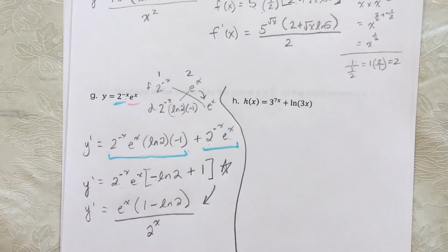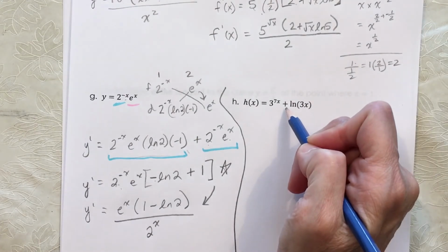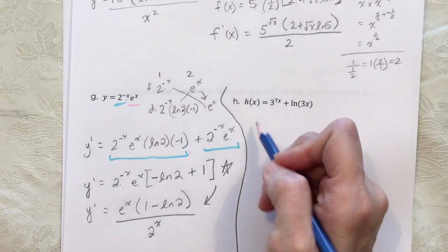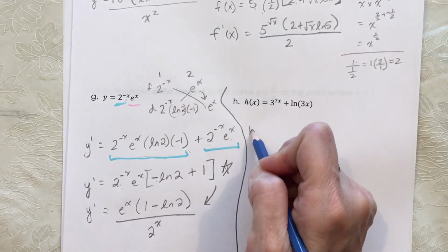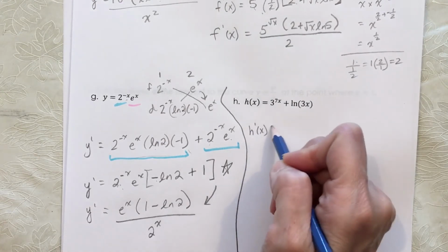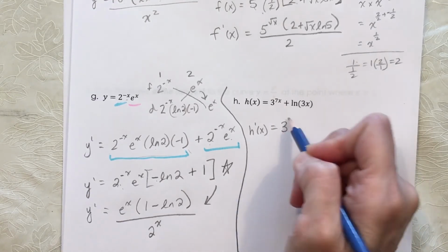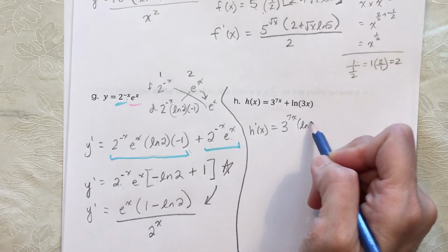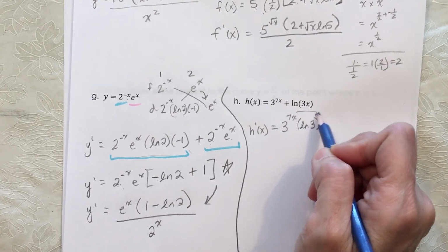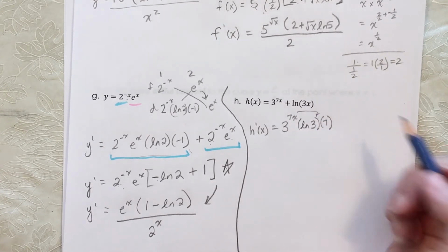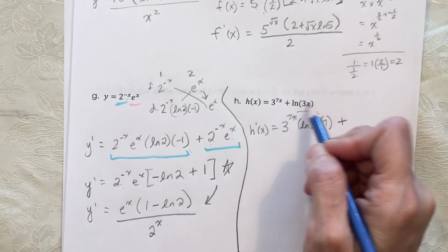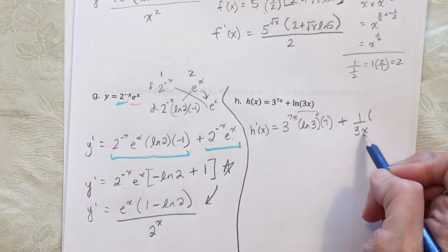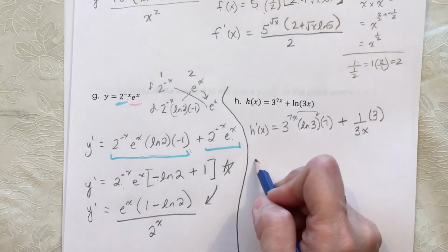All right, H, it's just a sum of functions, so we don't have to use the product rule or the quotient rule. So just derive them each on their own. So h prime at x. So the derivative of 3 to the 7x is going to be, repeat 3 to the 7x times the ln of the base times the derivative of the exponent plus the derivative of the ln of 3x is 1 over 3x times the derivative of 3x, which is 3.